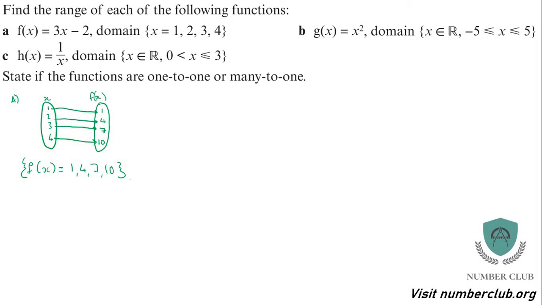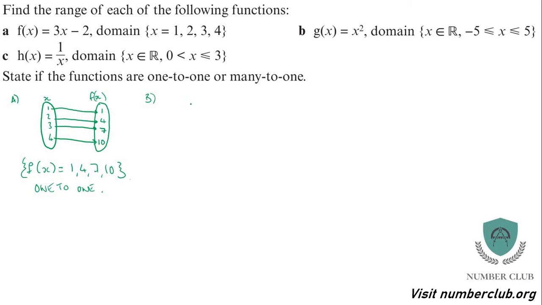Is it 1 to 1? Is it many to 1? Well, it's 1 to 1. You know from each of these outputs exactly which input you went for, and so this is 1 to 1. Alright. Next up, let's go for part B.